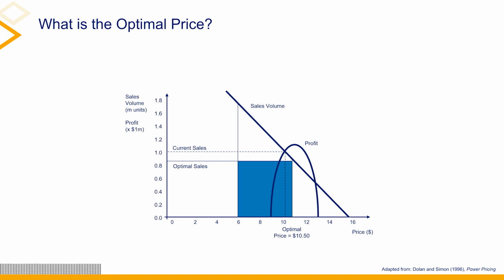Back to our stylized example. Given our unit variable costs, we can find the optimal profit maximizing price given the relationship between price and sales volume. Demand curves are downward sloping. As price increases, sales volumes decline. In our stylized example, the profit maximizing price is $10.50 per unit.